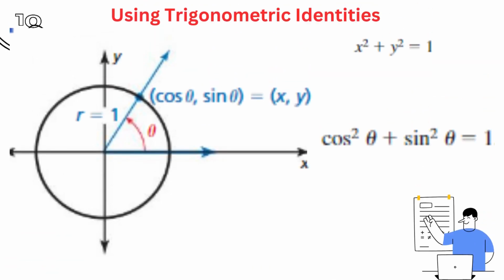Recall that when an angle theta is in standard position with its terminal side intersecting the unit circle at (x, y), then x equals cos theta and y equals sine theta. Because (x, y) is on a circle centered at the origin with radius 1, it follows that x squared plus y squared equals 1, and cos squared theta plus sine squared theta equals 1. The equation cos squared theta plus sine squared theta equals 1 is true for any value of theta.